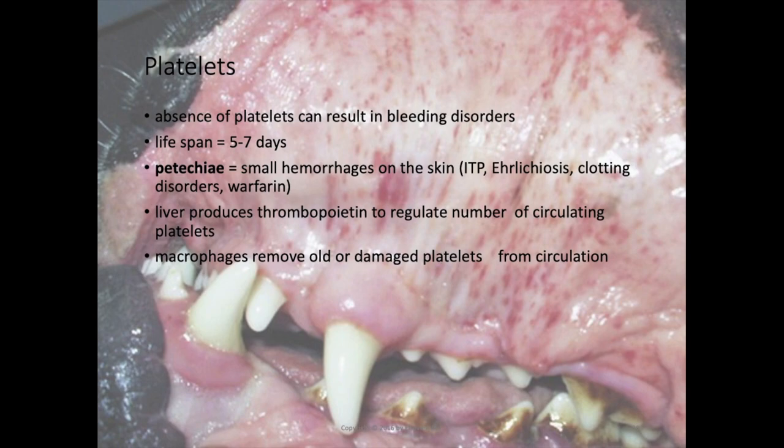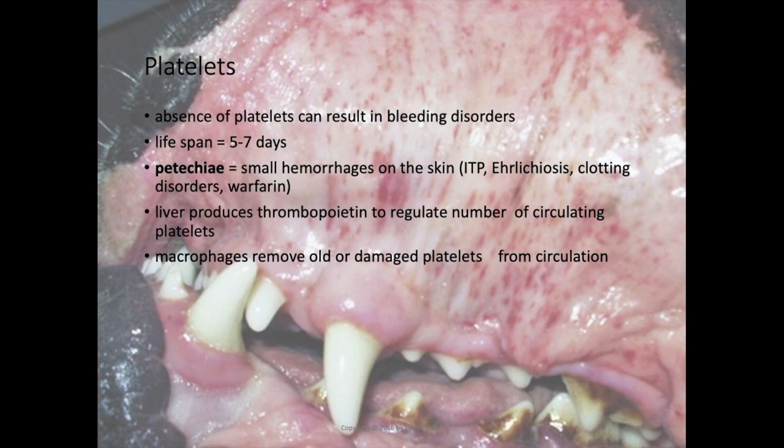So they're these tiny, tiny little bruises. And this is something we always want to look for in an animal when we are doing a physical exam. So it's part of the regular physical exam. What it indicates is that they have some sort of a clotting disorder. So there's something going on that's preventing their platelets from working, so they're getting these tiny little bleeds underneath the skin.